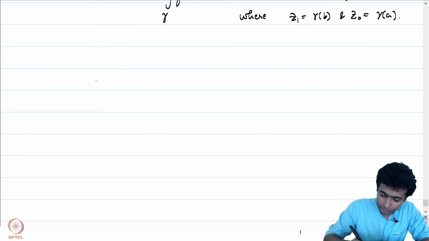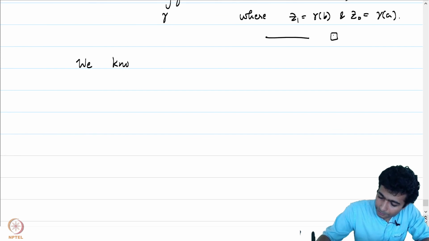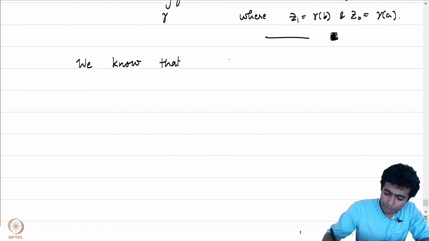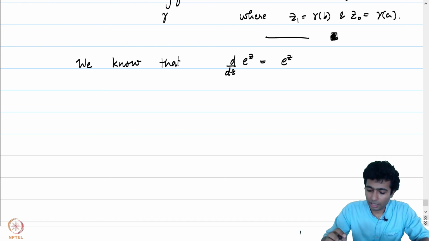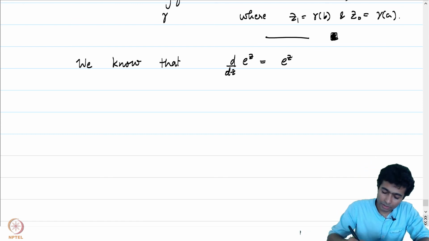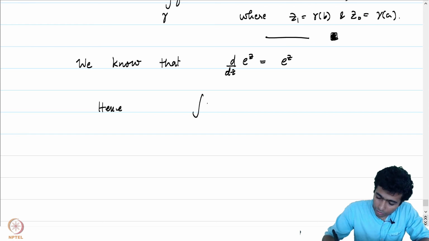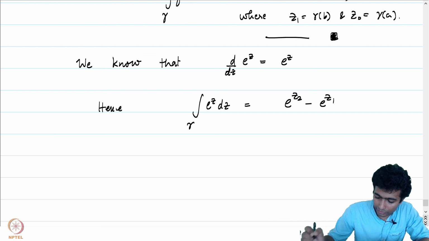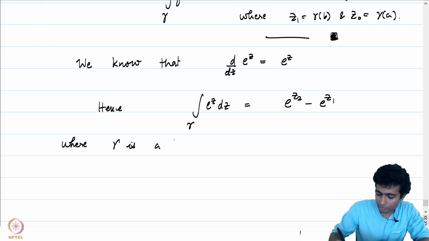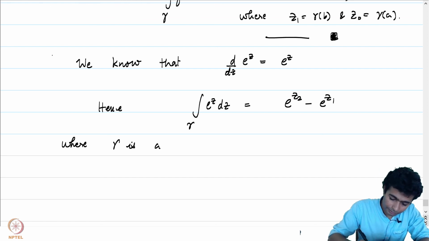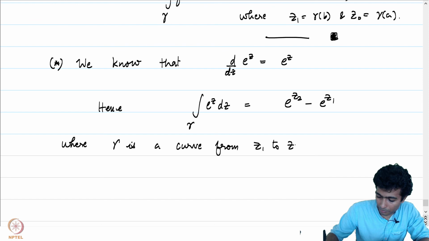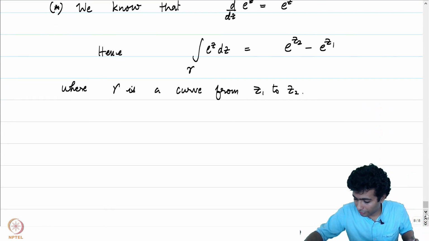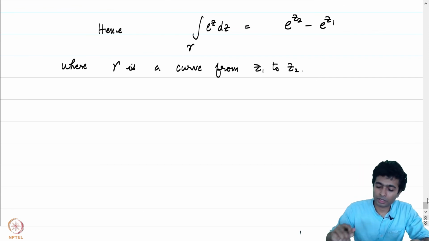So we know that d by dz of e to the power z is equal to e to the power z. That means e to the power z is the antiderivative of e to the power z in the whole complex plane. Hence, the integral of e to the power z dz over any curve gamma is just going to be equal to e to the power z2 minus e to the power z1, where gamma is a curve from z1 to z2. So I am being a little casual by saying that it is a curve from z1 to z2. It means that it is a rectifiable curve with initial point z1 and the terminal point z2.